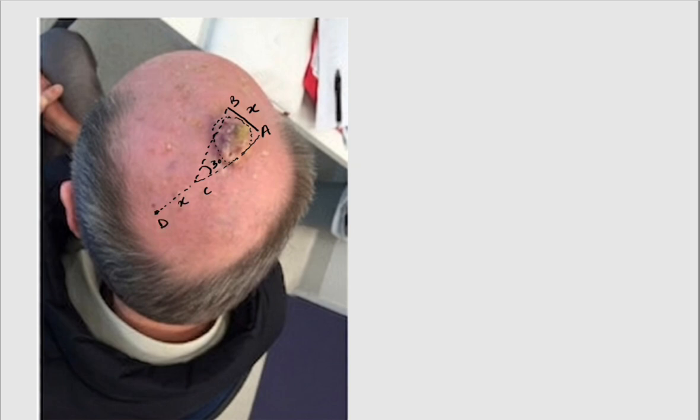Now this point D will serve as a pivot point upon which we will draw an arc, and we will do the rotation of the flap. So for making the arc, we slightly make a larger arc at point B so that when the flap is raised, it properly sits at point A.